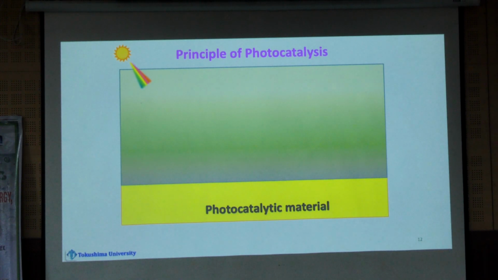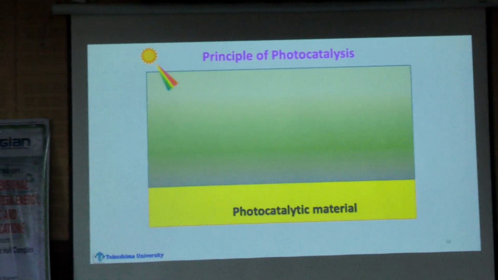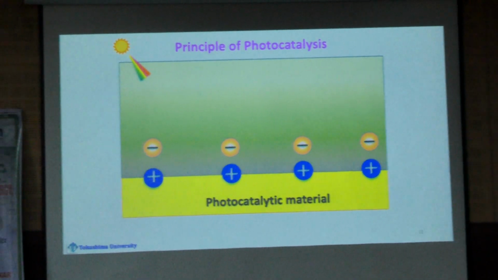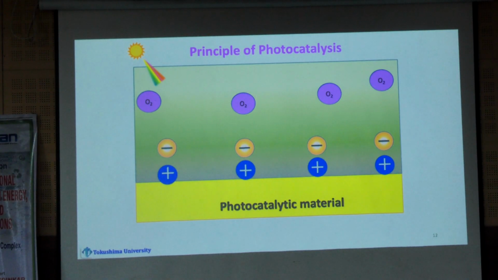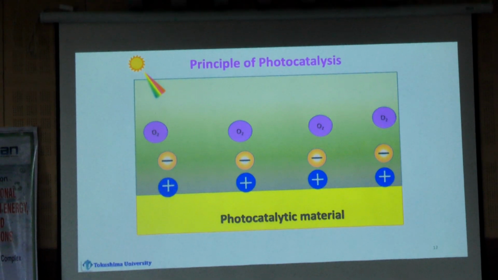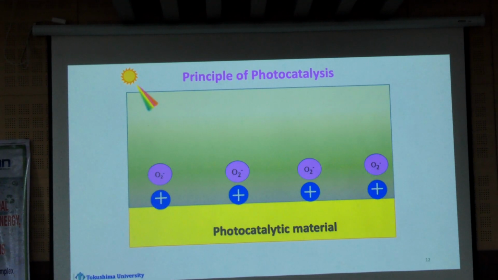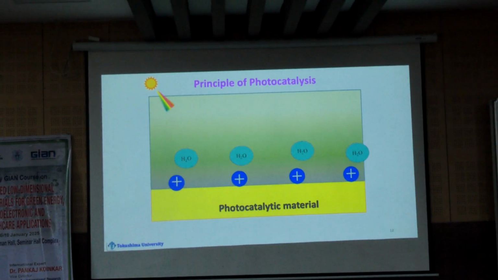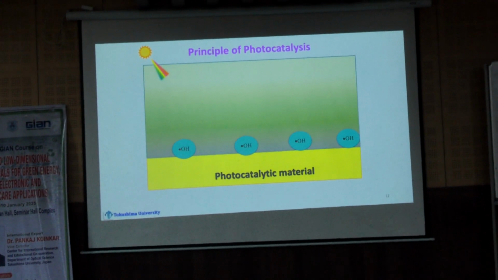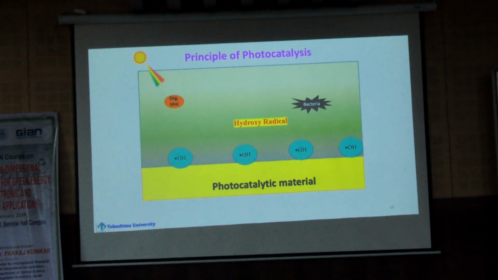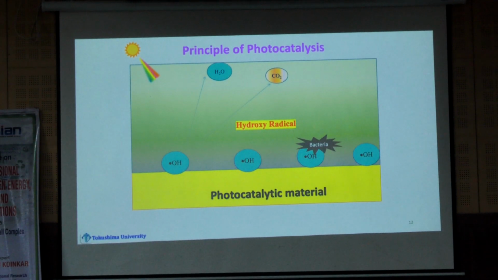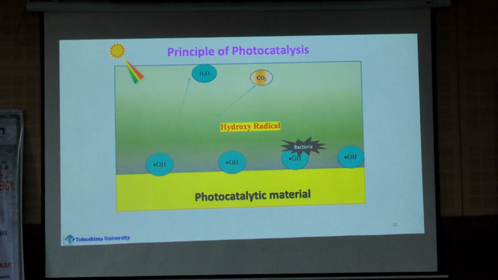Then I explained to you the photocatalysis experiment, how photocatalysis works. I told you that when you put light, the charge is excited, and after charge excitation, this charge reacts with the oxygen and creates a radical. The positive hole reacts with the H2O, creating the hydroxy radical. Those hydroxy radicals react with the organic pollutant, and then the organic pollutant is converted into H2O and CO2.